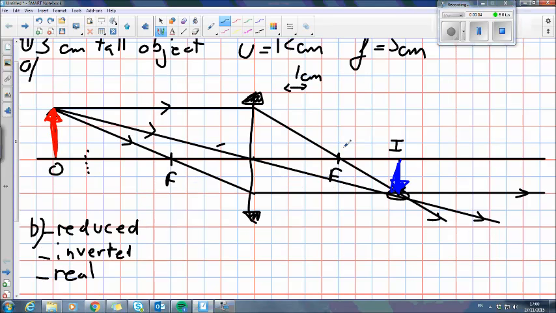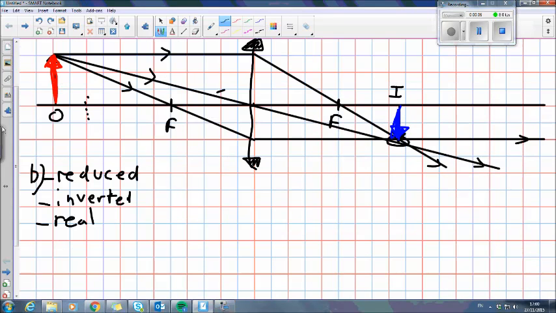Part C is a classic as well, in the sense that we're now, instead of constructing it, we're calculating it. So we're applying the thin lens equation that's been given. 1 over f is 1 over u plus 1 over v.